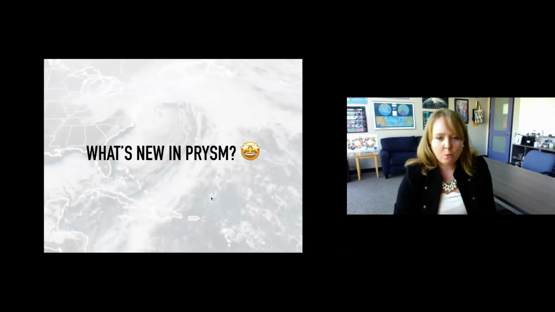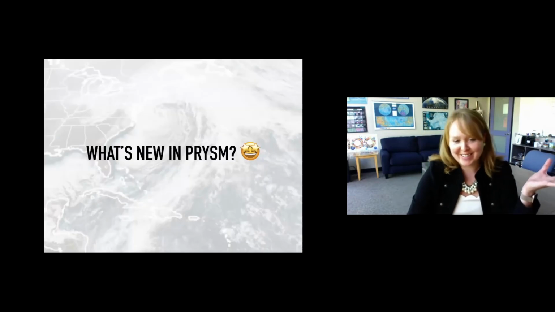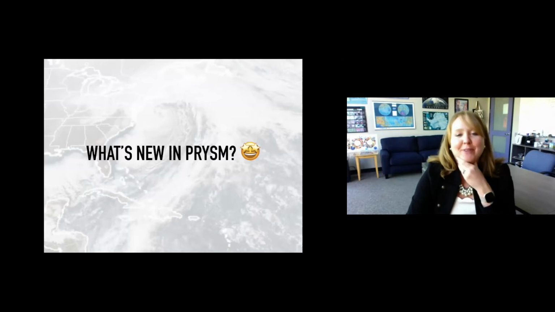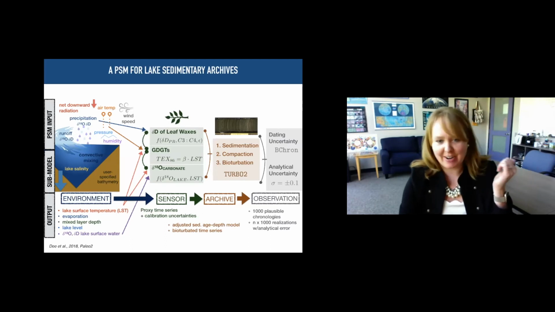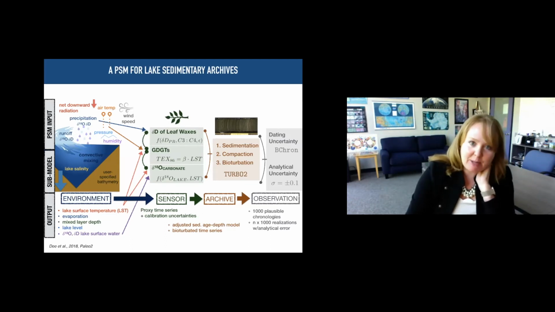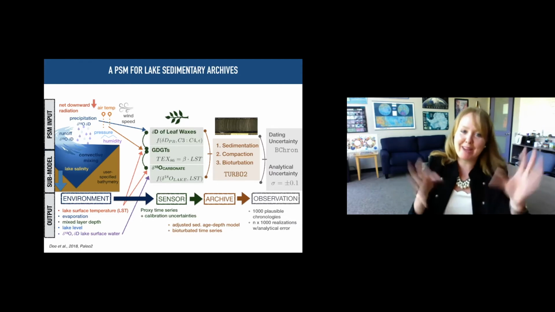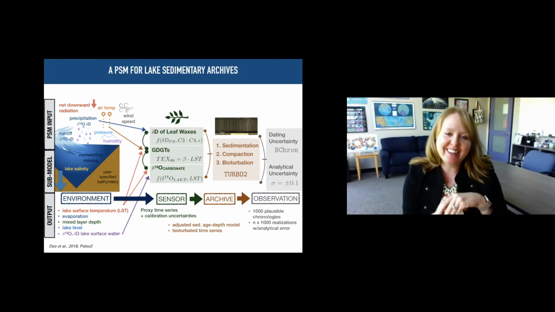So what I think will be hopefully more exciting to this community is what's new. What have we added recently? So one of the newest additions to PRISM is we have a lacustrine or lake sedimentary archive model. It is a bit more of a beast because there are many, many sensors that can go into lake sediments.